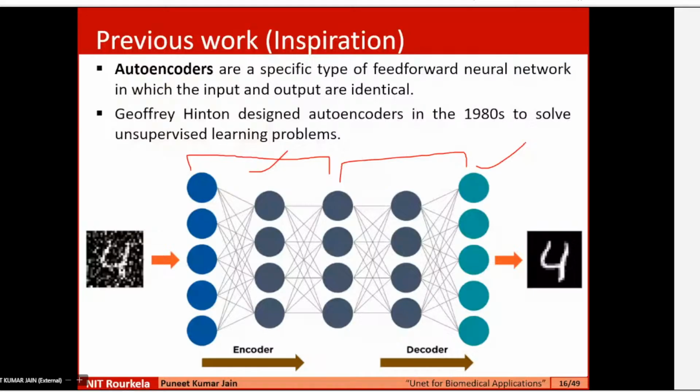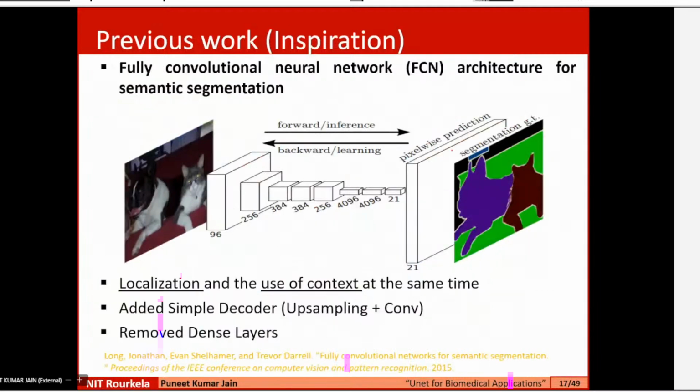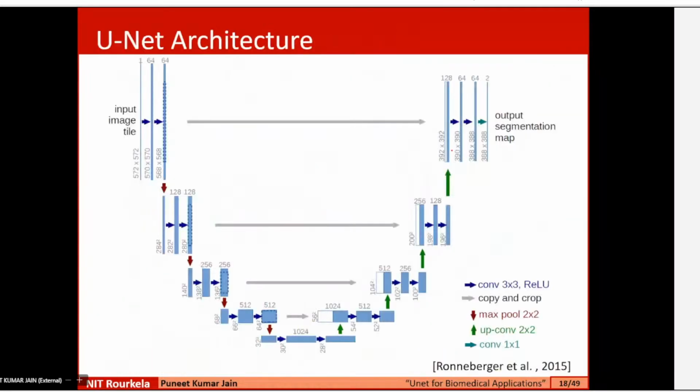However, there were lots of issues. As the number of layers increases, the vanishing gradient issue becomes so prominent that autoencoders were not producing significant results in many applications. So people started working to resolve various issues in these models. Another important model for the segmentation task came into the picture, called FCN, the fully convolutional neural network for semantic segmentation. After these attempts, in 2015, Ronneberger came with an architecture called UNet.